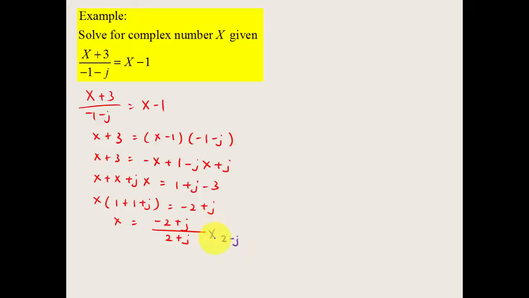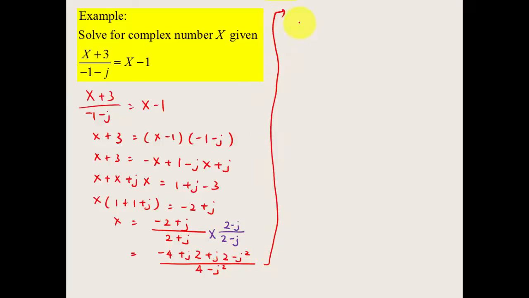So I'm going to multiply by 2 minus j to the top as well as to the bottom. Now I'm going to expand out the numerator as well as the denominator. So this times this will be minus 4 plus j2 plus j2 minus j squared. That's in the numerator. At the bottom I have 4 minus j squared. Let me continue the working over here.